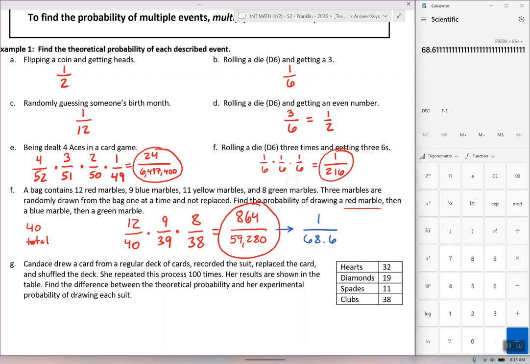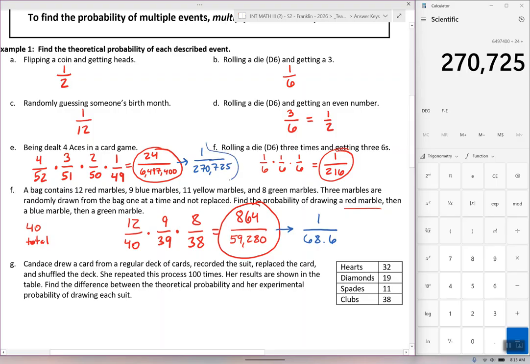This one up here, for example, E, would have been, I need to clear that first, 6,497,400 divided by 24. Now that one does divide evenly. A 1 in 270,725. So not very likely, but a little easier to understand than the 24 out of 6 million something. You think of a 1 out of 270,000 shot. That makes a little bit more sense.